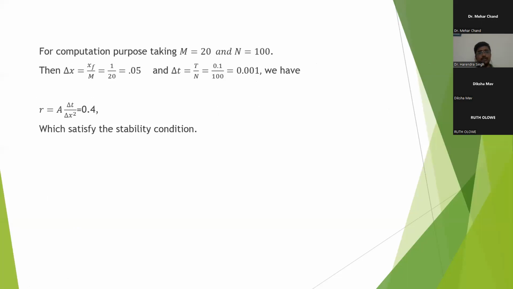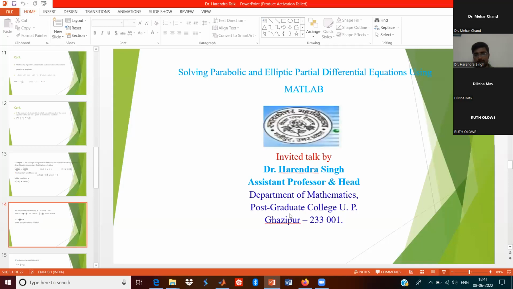So these are some computation values where I have taken delta x and m equal to 20. First let me start the program, then I will come back to this slide.